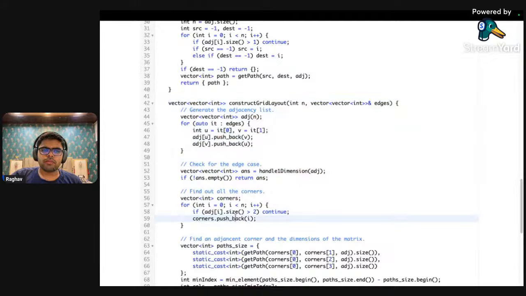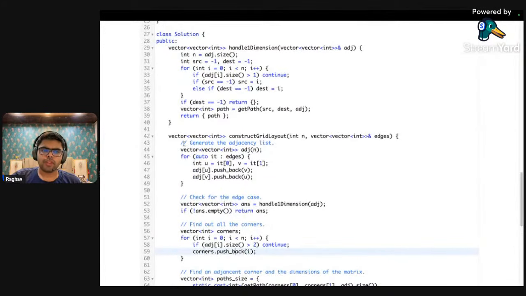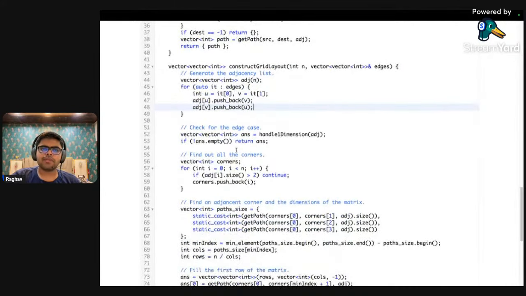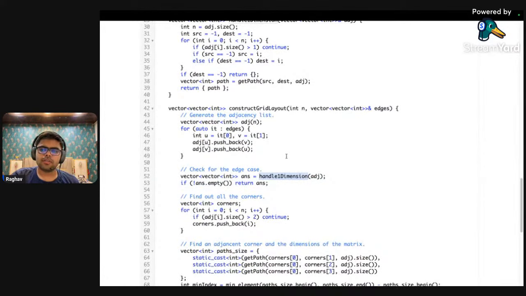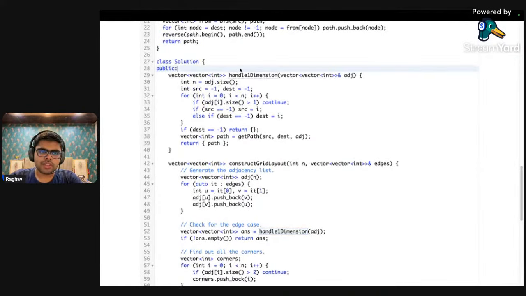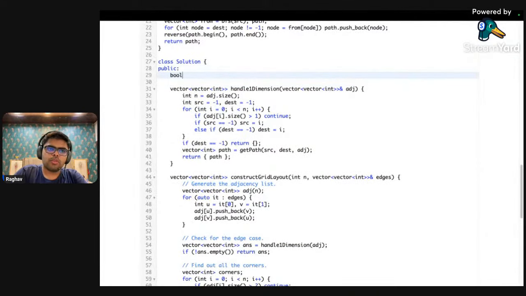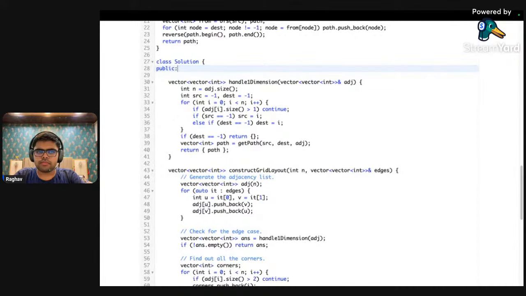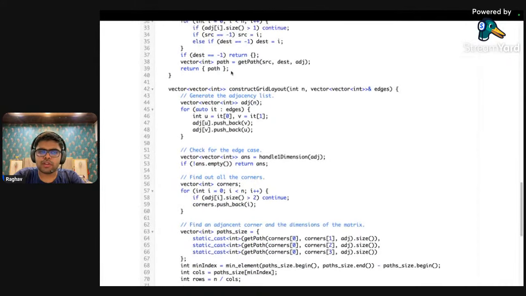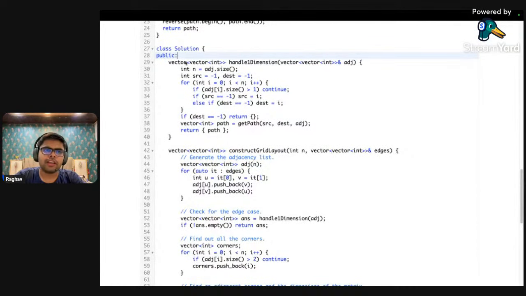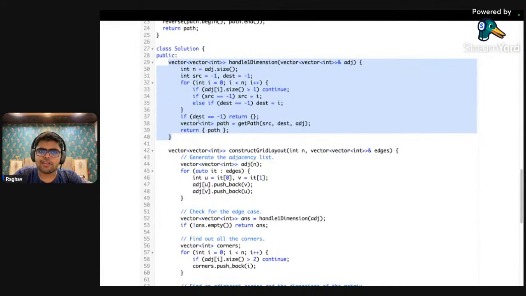And this was the main function which we had to complete. So first of all, I'm generating an adjacency list from the given list of edges. Then I'm checking for the edge case where we have only one dimension. For that case, it's up to you. If you want, you can have another function as well, which will be a bool function that tells you is the answer having one dimension, or maybe some better name. So you can maybe create two functions. One will tell you if the answer will have only one dimension or not, and the other function will return the answer with one dimension.